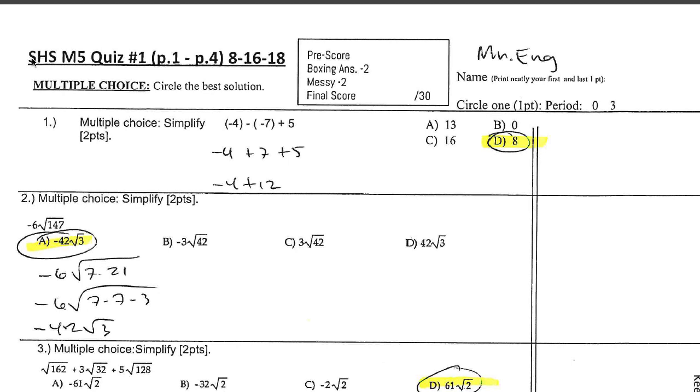This is Mr. N going over Math 5 Quiz number 1, Chapter P, Sections 1 to 4, taken on August 16, 2018. Multiple choice, circle the best solution. Question number 1, simplify.